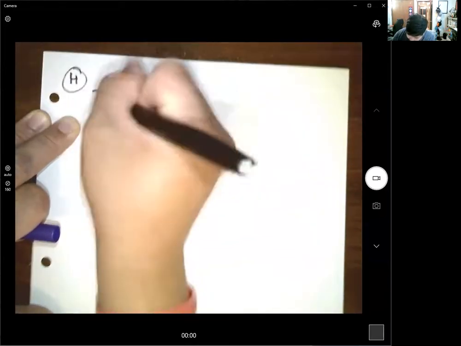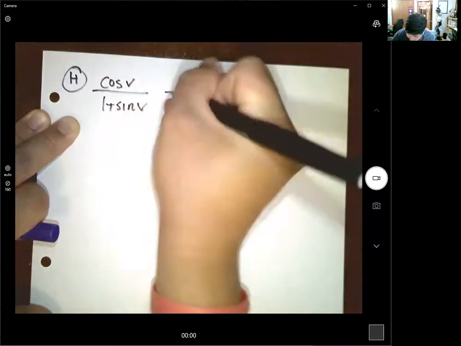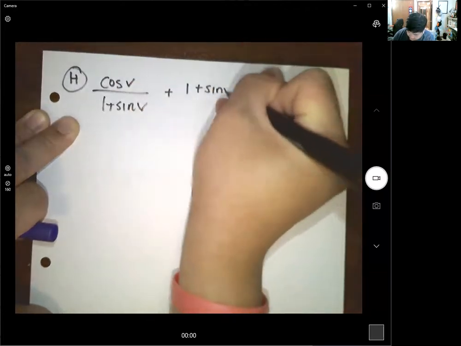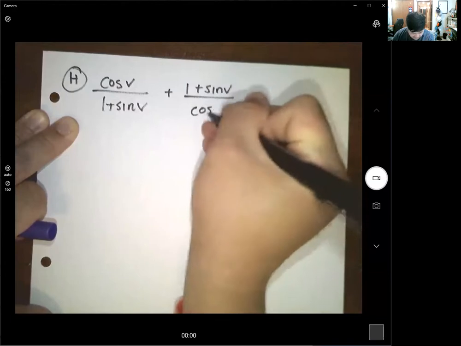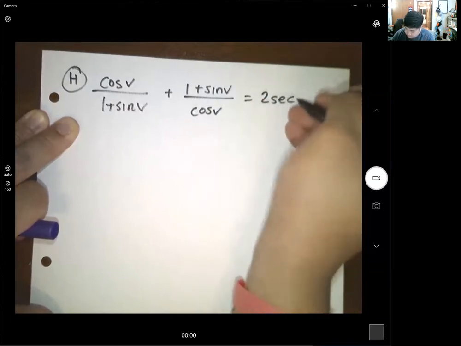All right, let's look at problem H. All right, so problem H, here we go. So cosine of v over 1 plus sine of v plus 1 plus sine of v all over cosine of v equals 2 secant of v.